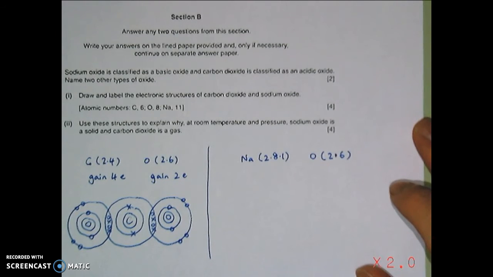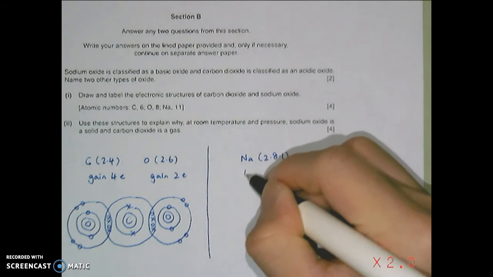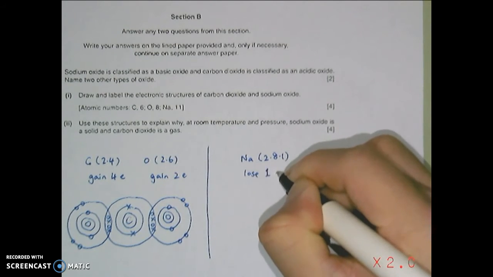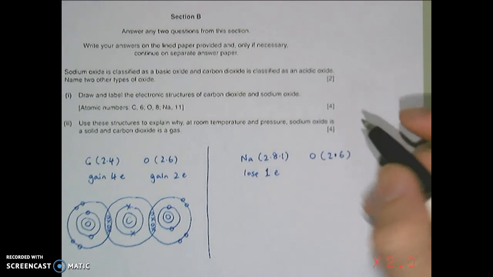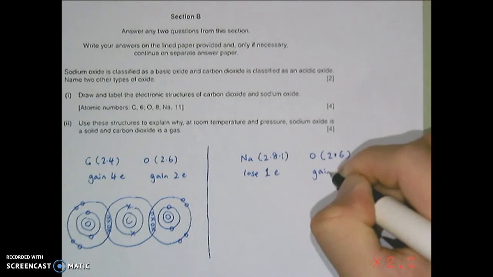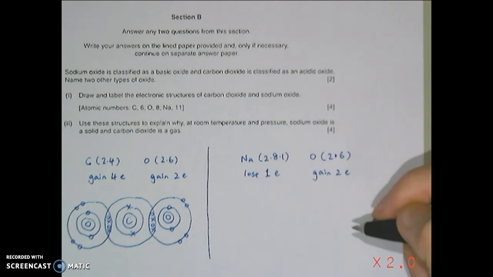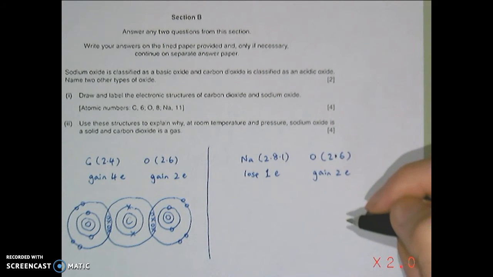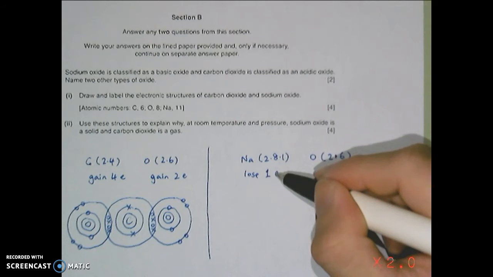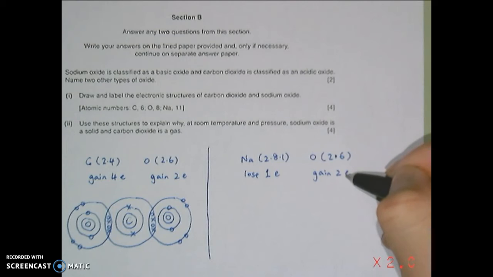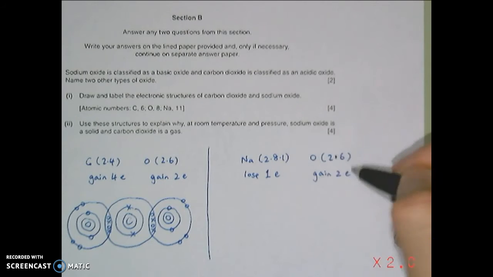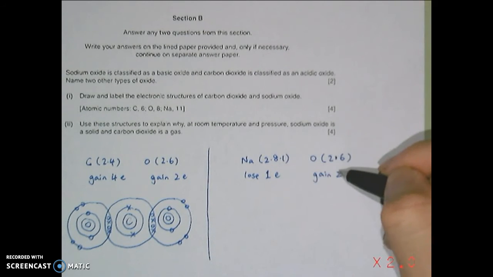Next, what is the number of electrons needed to become stable? Sodium needs to lose 1 electron, and oxygen needs to gain 2 electrons. Remember that sodium loses an electron to become a positive ion, while oxygen gains electrons to become a negative ion. Do not get confused the charges of the 2 ions.